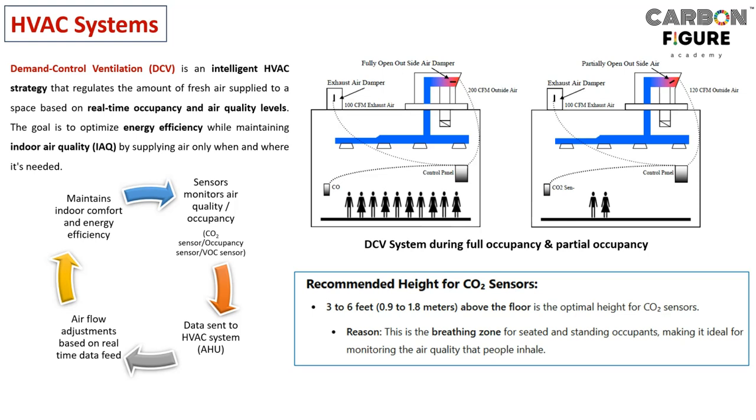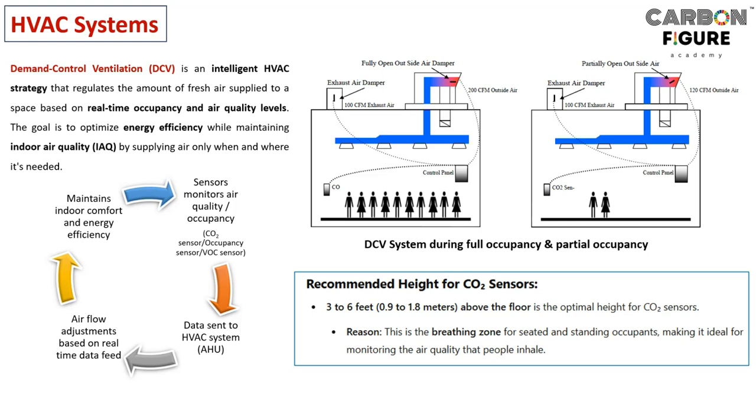So demand control ventilation, this is the concept that I have already mentioned, with variable air volume (VAV) boxes. It is an intelligent HVAC strategy that regulates the amount of fresh air supplied to a space based on real-time occupancy and air quality levels. The goal is to optimize energy efficiency while maintaining indoor air quality by supplying air only when and where it is needed, right?